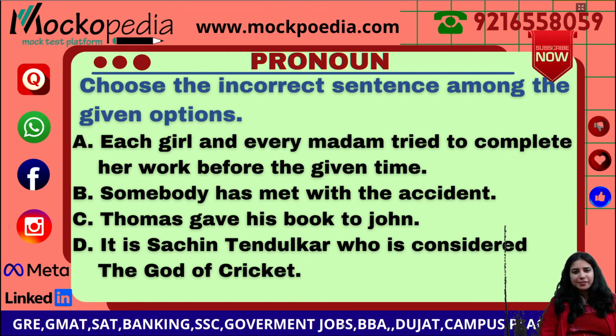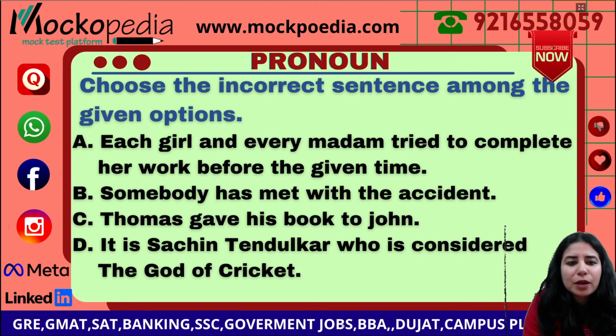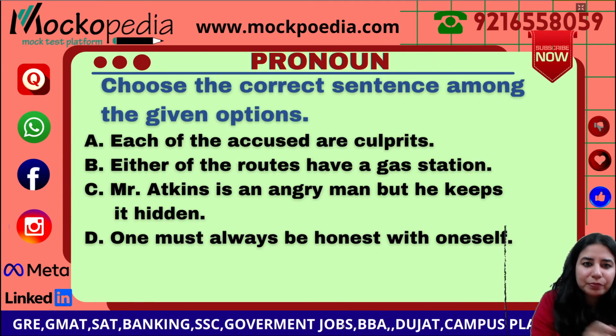I'm sure you must have read the sentences. So each girl and every madam tried to complete her work before the given time. Second is somebody has met with the accident. So that's correct. Thomas gave his book to John. So J should be capital. It is Sachin Tendulkar who is considered the god of cricket. So the first one would be an incorrect one, right? An easy breezy question. Let's move to the next one.